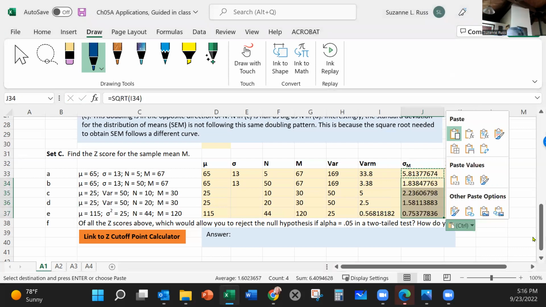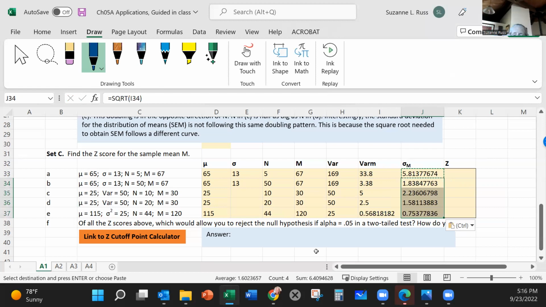Now we're asked to get z. And as you know, the formula for z is the same as we've worked with in the past, except now we're using sample mean. So z, in this case, with samples larger than 1, is the sample mean minus the population mean divided by the standard deviation for the distribution of means, which I'll write as SEM, but I could also write as standard deviation for the distribution of means.